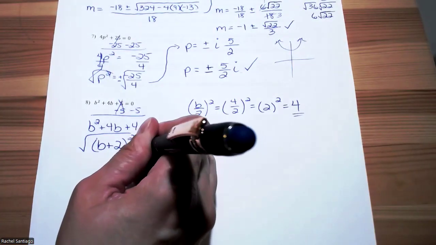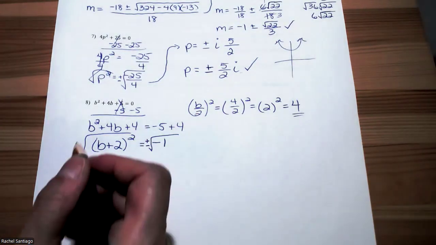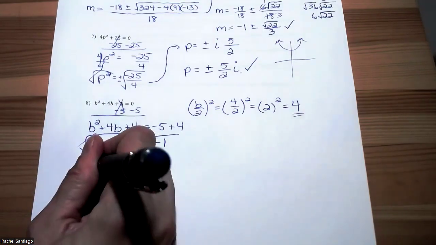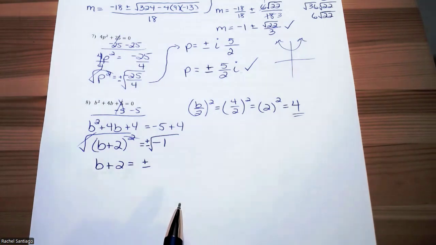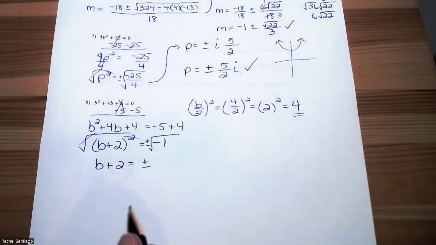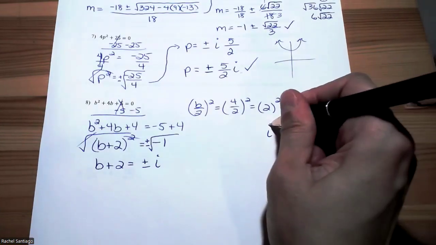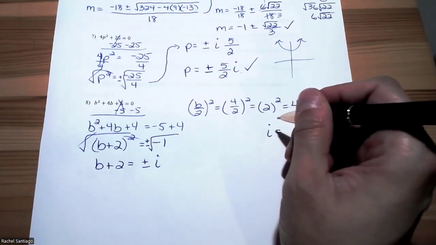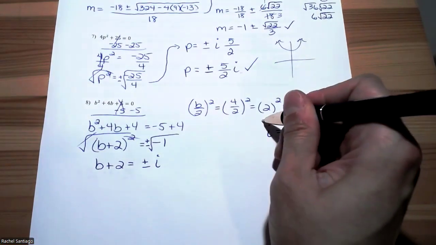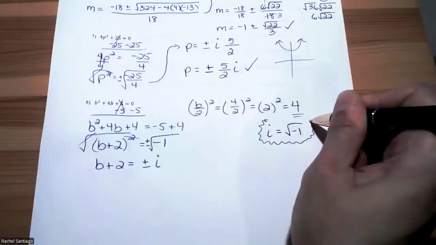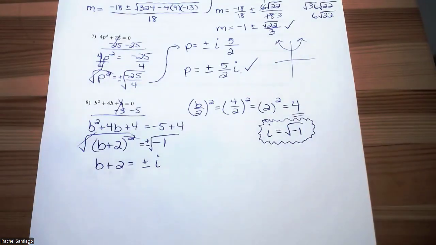Put the plus or minus right in front. The square root and the square cancel, so it's b plus 2 is equal to positive or negative. Well, this is cool. The square root of negative 1 is i. That's literally the definition. If you forgot that, i is the square root of negative 1. This is just something you should keep in mind. This was from last semester when we talked about complex numbers.